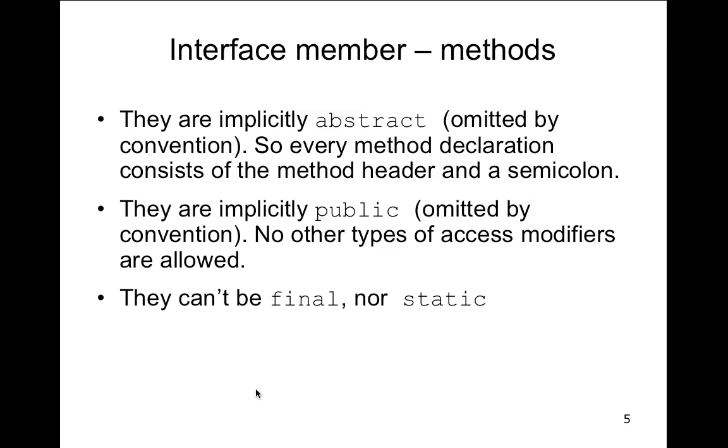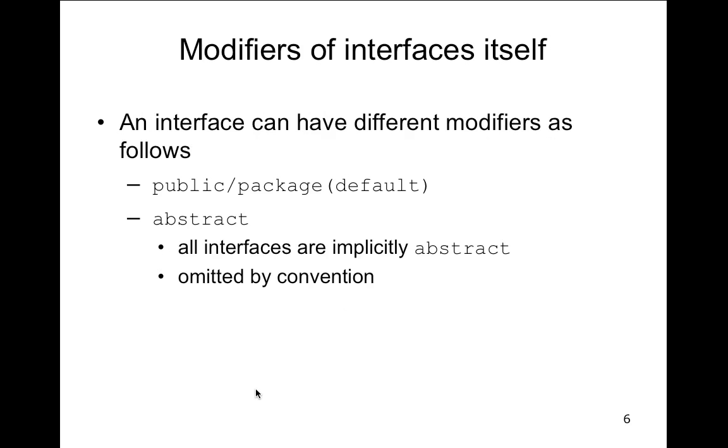So they can't be final nor static because they're interface. They're not class related. So static would mean nothing, actually, in terms of the class. So, modifiers of interfaces itself.